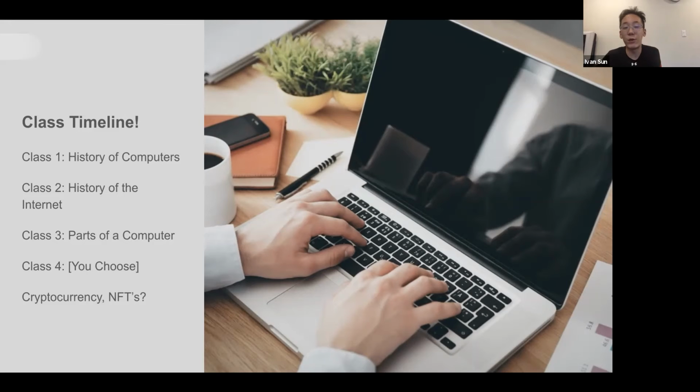And then in class 4, you can choose what you want to do. For example, if you want to learn about cryptocurrencies or NFTs. Ivan, can you please explain to them what NFTs are? It's kind of like a digital form of artwork, or any digital copy of something, normally artwork, that you can sell online using cryptocurrencies. That's the easiest way of explaining it, but we can go in depth eventually.